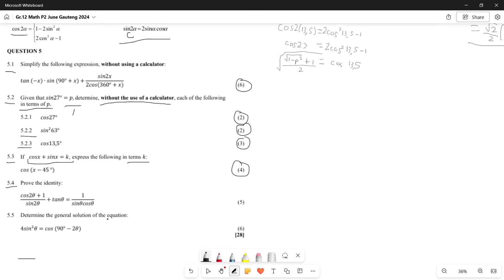5.4 now says prove the identity. So pause the video now if you want to try this by yourself before we walk through it, and then we can check the working out together. Otherwise, we're going to jump in and prove this identity.